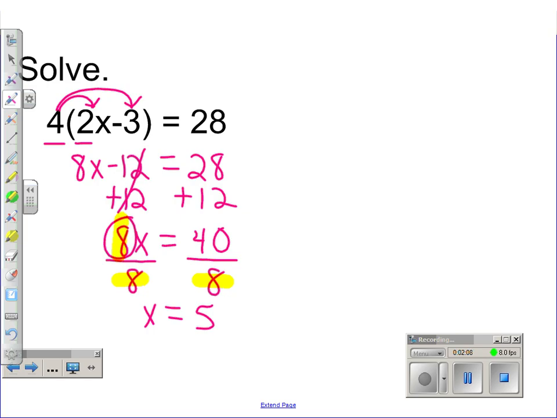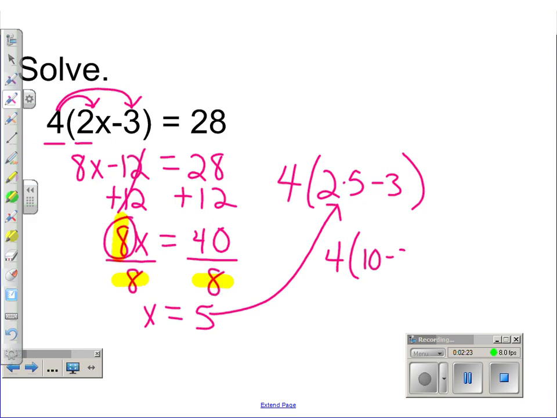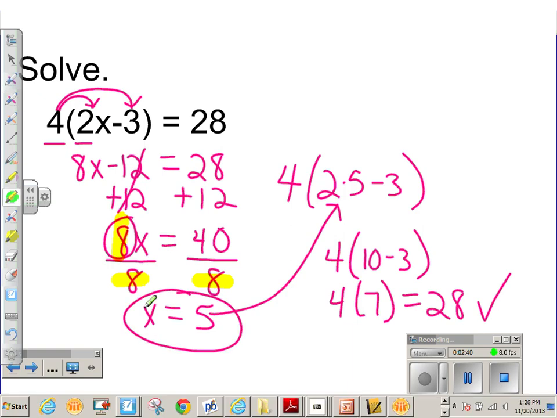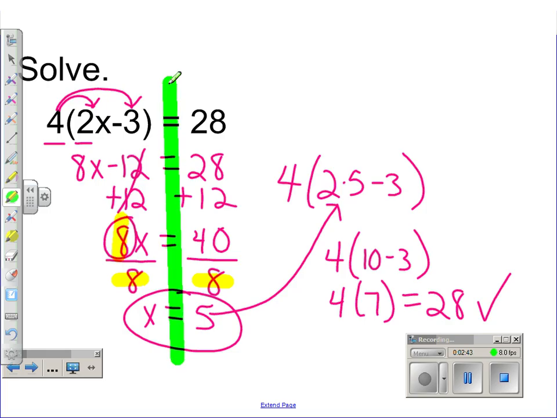If I were to check this answer, then I'm just going to substitute into the original equation. So I want to say that x was 5. So 2 times 5 minus 3. Well, that's going to be 4 times 10 minus 3, or 4 times 7. And of course, that does check. You don't have to check every problem, but if you feel like maybe you made an error, then that's always an option for you. Make sure you put a box or circle or something around your final answer. Check to see that your equal signs are lined up.